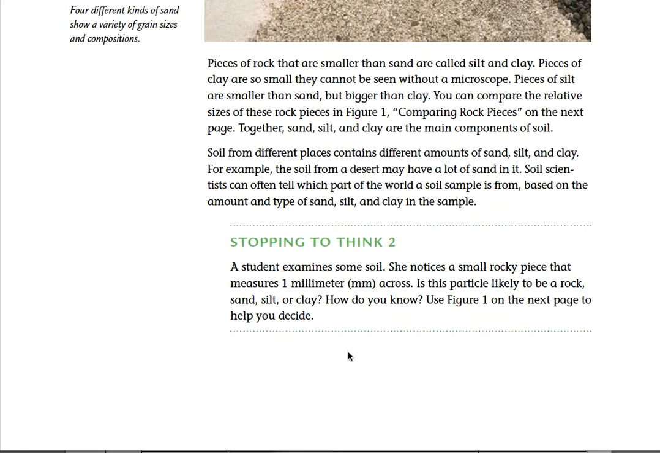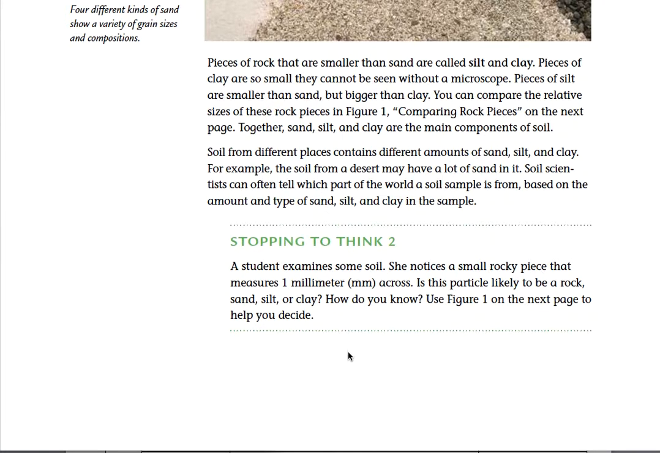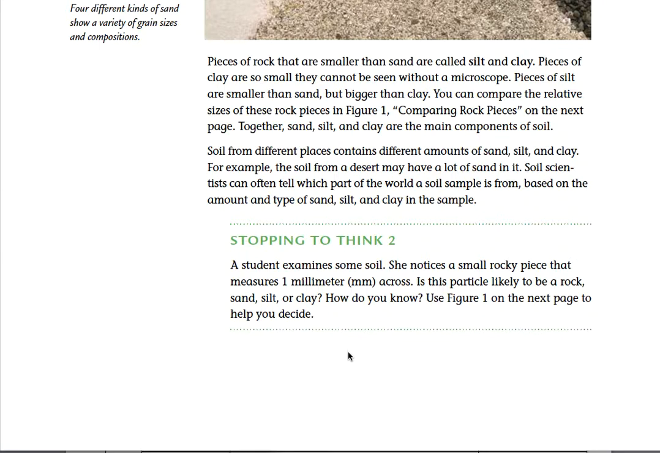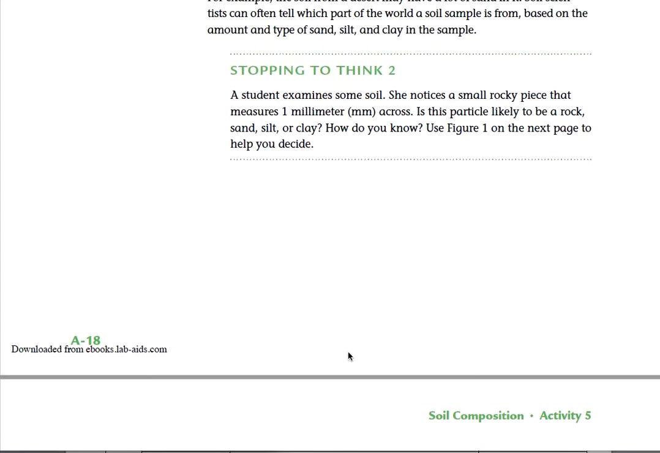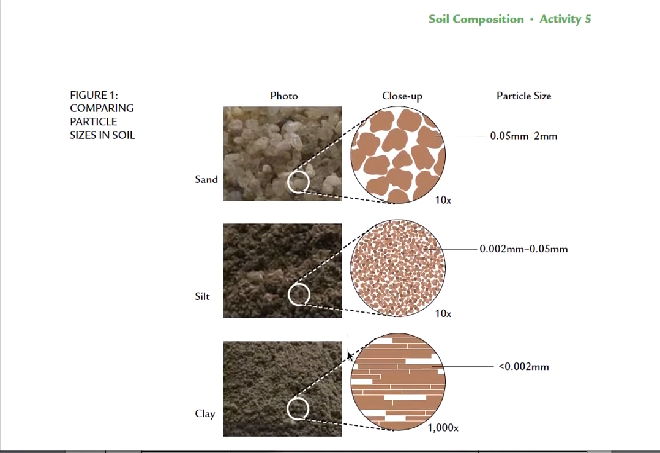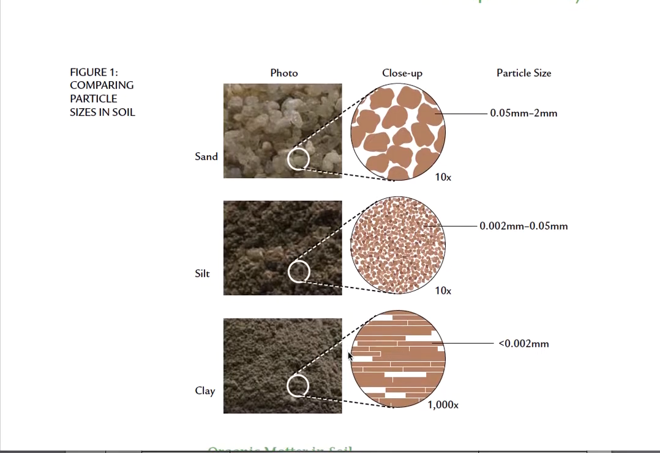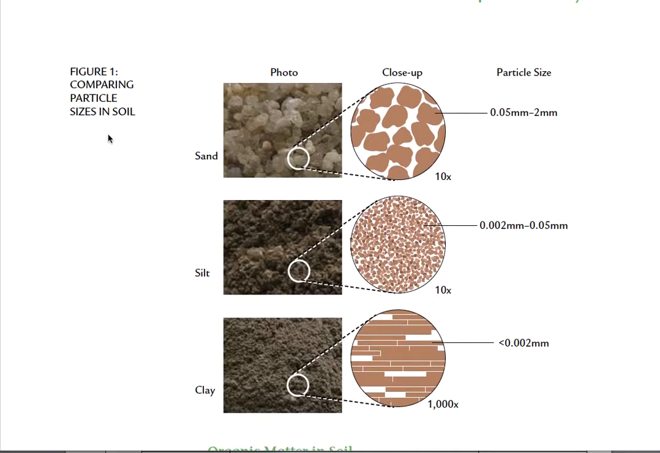Stop to think question number 2. A student examines some soil. She notices a small rocky piece that measures 1 millimeter across. Is this particle likely to be a rock, sand, silt, or clay? How do you know? Use Figure 1 on the next page to help you decide. Here's Figure 1 here. Comparing particle sizes in soil. So you got sand, silt, and clay.